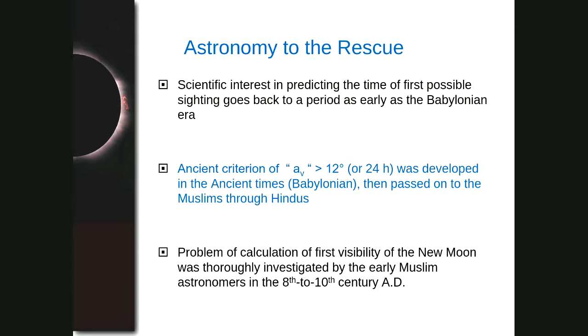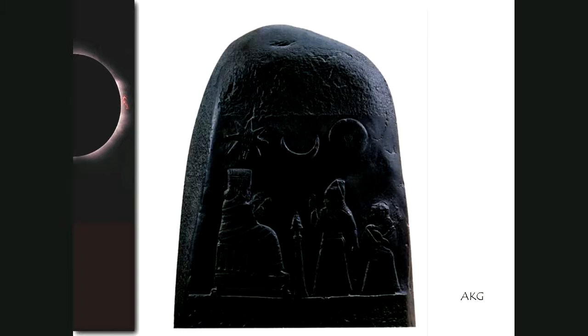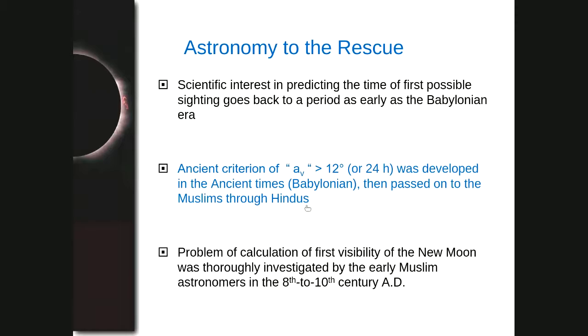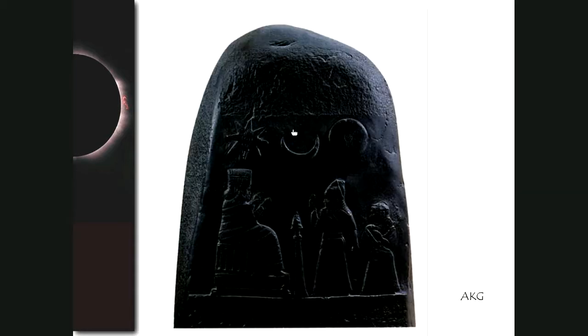And even a long time ago, Muslim scientists were trying to look at the conditions under which you will be able to see this. It was something initiated by the Babylonians, and then this kind of knowledge was passed on to Muslims through the Hindus. You can see here in the cartoon the Babylonians. They were looking and deciding what size the crescent should be and at what angle, meaning above the horizon, in order to see it.